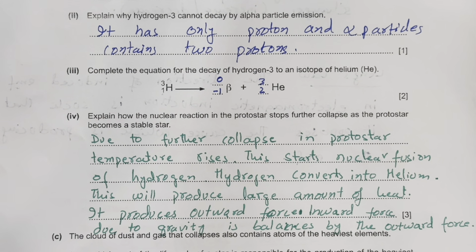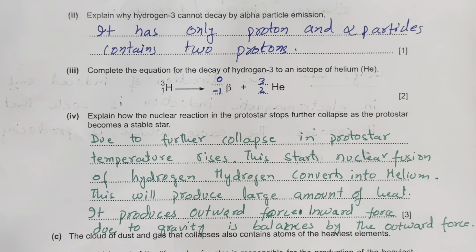So we're gonna write over here, due to further collapse in protostar, temperature rises. Because more friction, the temperature would rise. This starts nuclear fusion of hydrogen. It means that hydrogen is gonna convert into helium. This will produce a large amount of heat and energy as well. So this will produce an outward force, and the inward force due to gravity is balanced by the outward force.